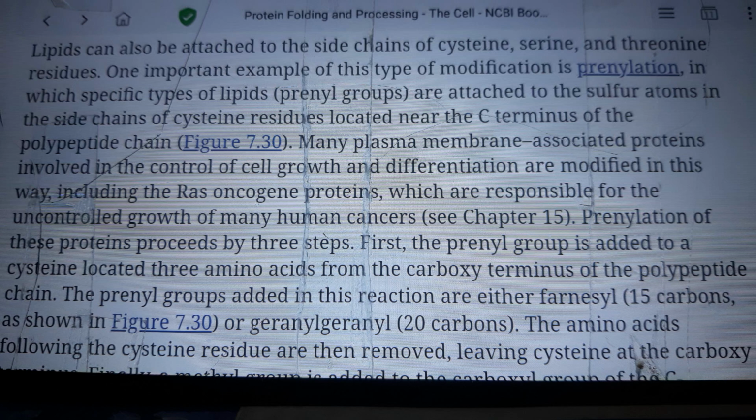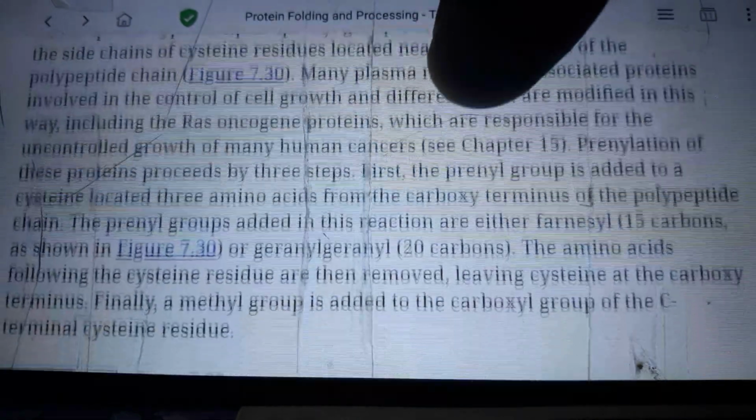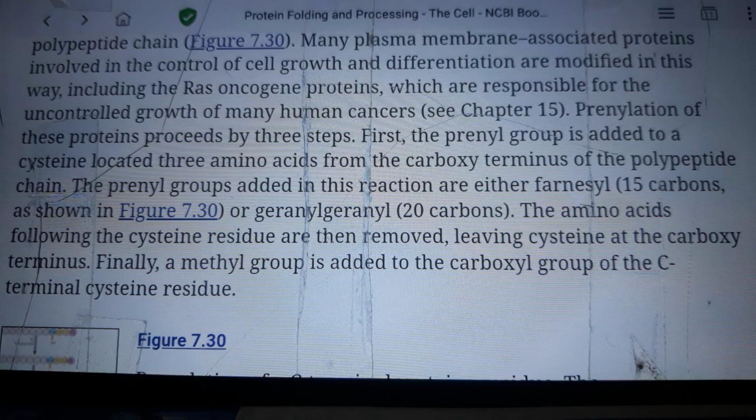One important example of this type of modification is prenylation, in which specific types of lipids, prenyl groups, are attached to the sulfur atoms in the side chains of cysteine residues located near the C-terminus of the polypeptide chain, which is shown in figure 7.30. Many plasma membrane-associated proteins involved in the control of cell growth and differentiation are modified in this way, including the RAS oncogene proteins, which are responsible for the uncontrolled growth of many human cancers, as seen in Chapter 15. That's protein folding and processing.